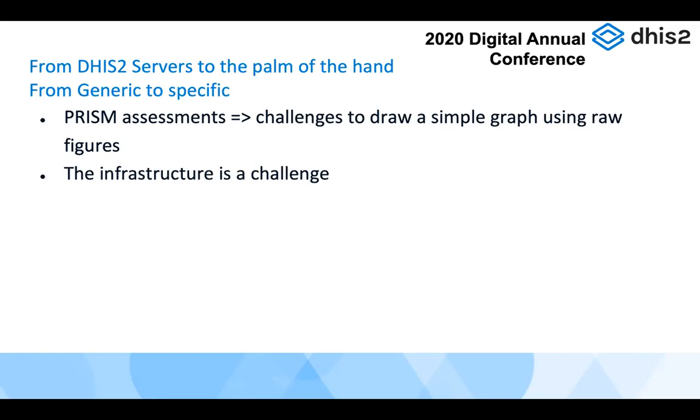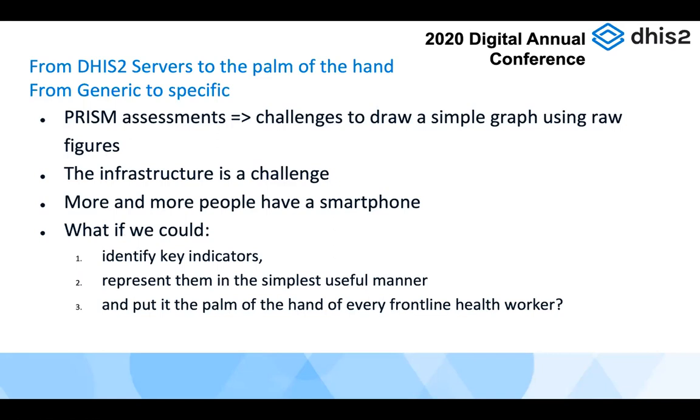And we also notice that in terms of infrastructure, there is usually a challenge in these countries, because internet is sometimes a luxury, electricity is not something that is always available. But fortunately, we are seeing more and more people having access to smartphones. So the question that we ask ourselves is, what if we could identify a key set of indicators, represent them in the simplest useful manner, and put that in a mobile device, and put that mobile device in the hand of frontline health workers? Could this help improve health outcomes and decisions and make sure that the health of the population improves?